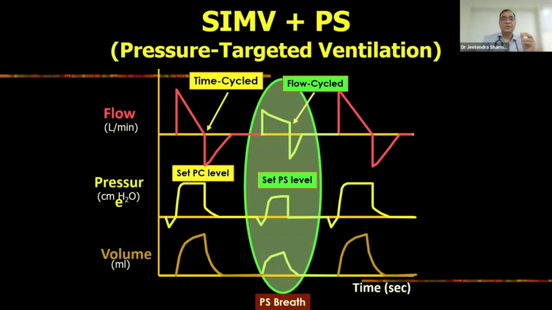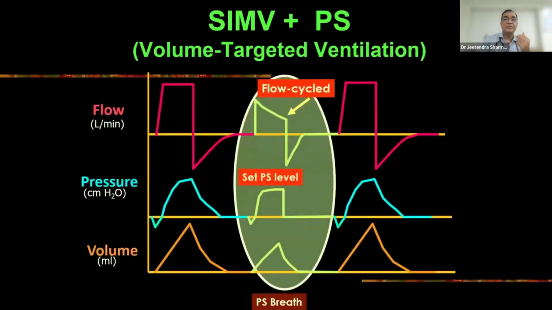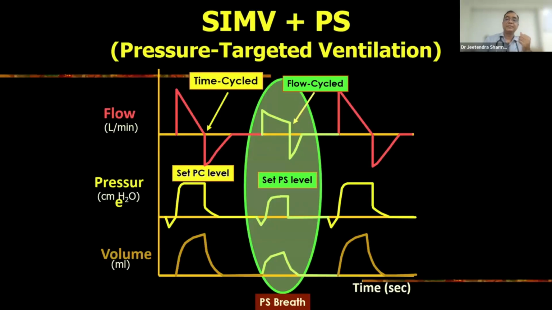So all these things I already discussed, why it is not touching, and now you can see this also, this one. Both are decelerating, this and this, all three breaths in the flow pattern. Mind it, whenever you comment on the mode of ventilation, always see the flow first. Flow is constant, volume preset. Flow is decelerating, pressure preset.